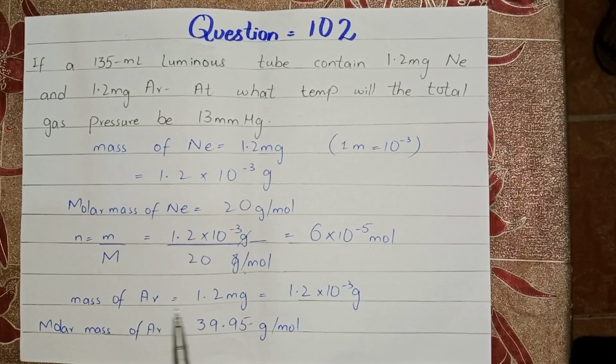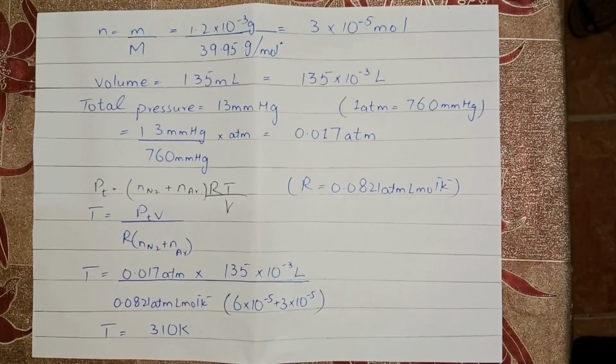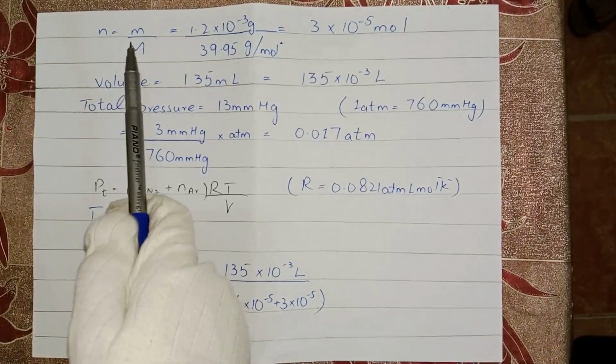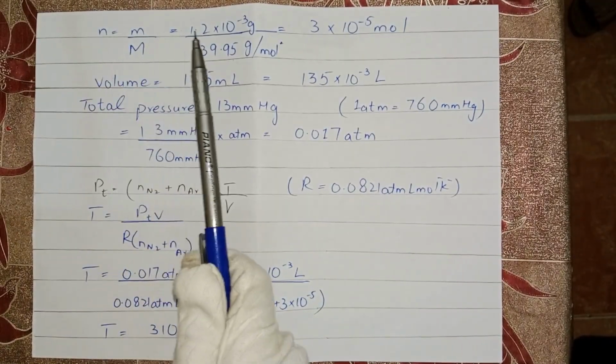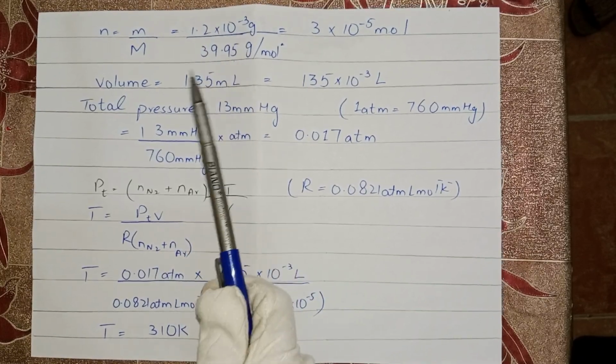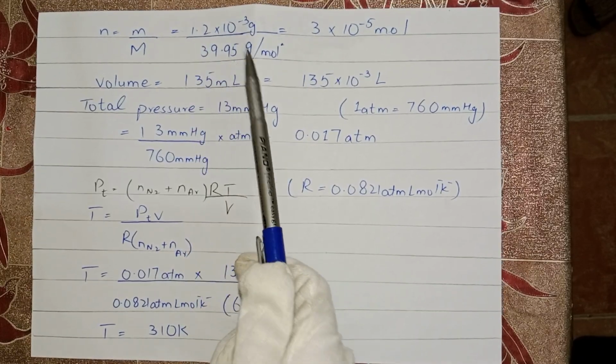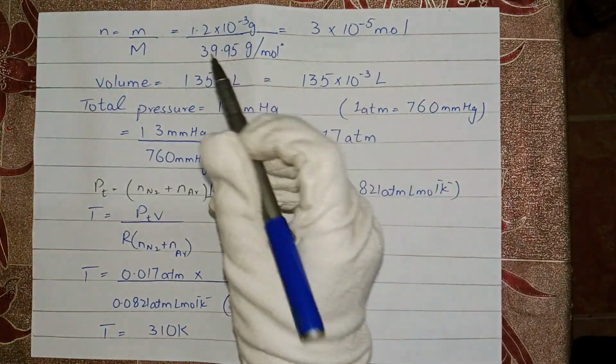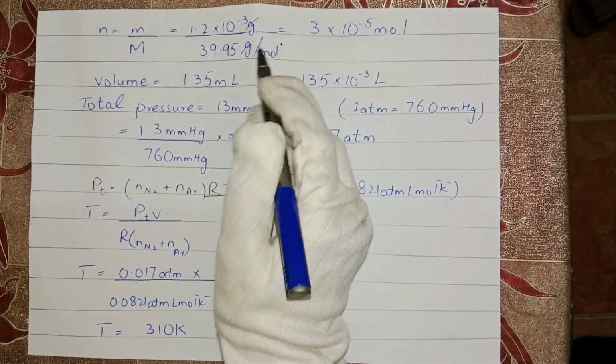The mass of argon is 1.2 milligram, which is equal to 1.2 into 10 to the power minus 3 gram. Molar mass of argon is 39.95 gram per mole. Moles is equal to mass over molar mass. Here we put the mass of argon, 1.2 into 10 to the power minus 3 gram, and molar mass 39.95 gram per mole. Gram is cancelled with gram, and we are left with the unit moles.